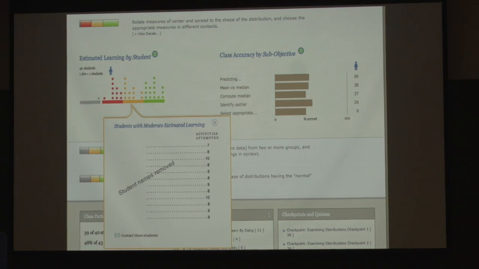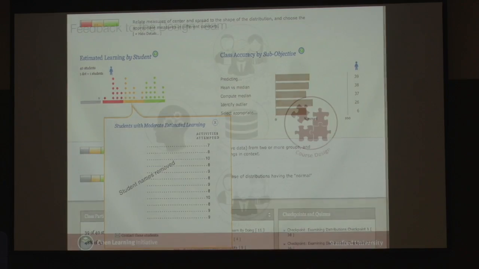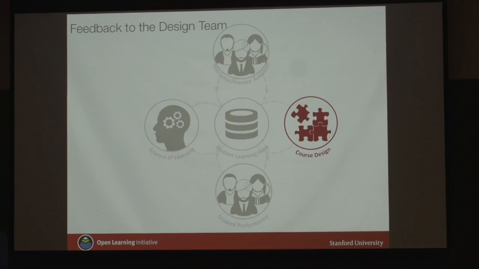So I don't have to look at, oh, they did 23 of these and 64 of these. I'm looking at the underlying constructs instead of at the problem. So there's also feedback to the design team.